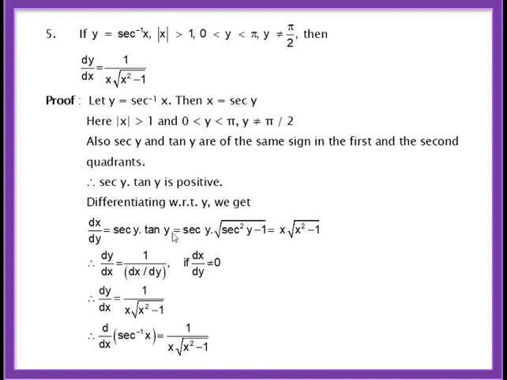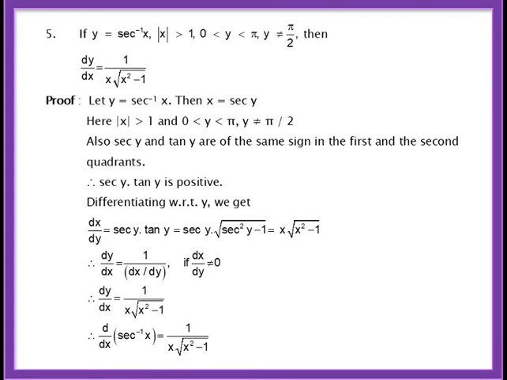Sec y, as it is 1 plus tan square is sec square. So what is tan square? Sec square minus 1. So what is tan y? Root of sec square y minus 1. Replace sec y by x to get x into root of x square minus 1. So what is dy dx? 1 upon dx dy, that is 1 upon x into root x square minus 1. This means the derivative of sec inverse x is 1 upon x into root of x square minus 1.